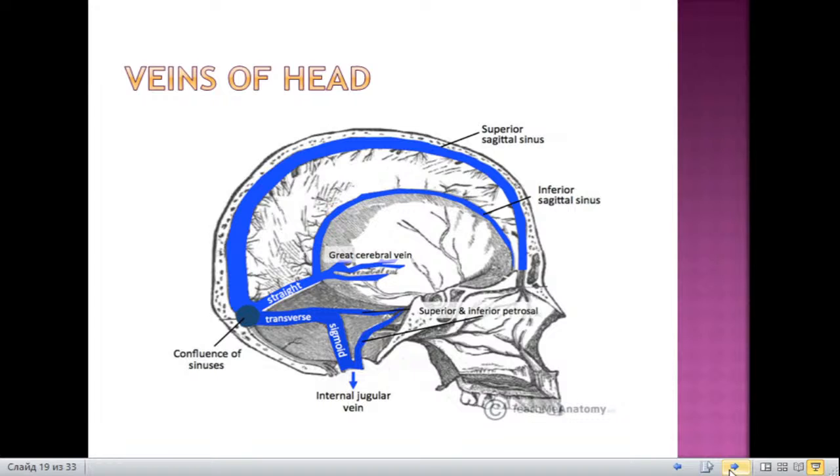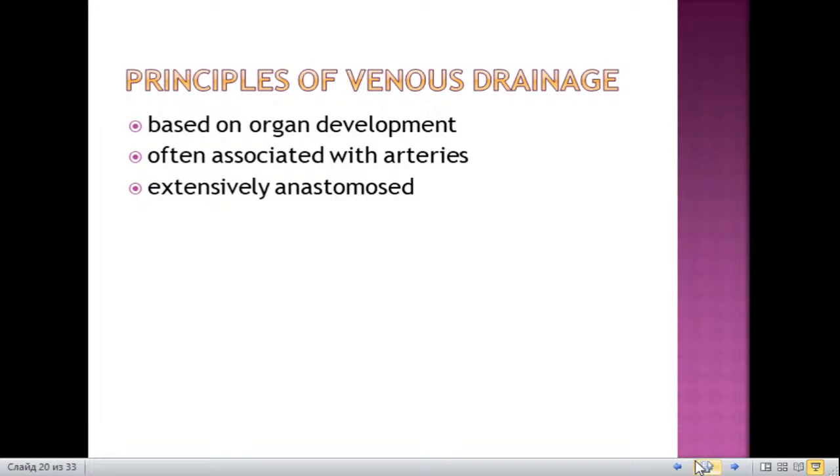So we finished the question about arterial blood supply of the head, neck, upper limb and chest. So now let's talk about the veins and venous drainage from the same parts. What I mean? I mean venous drainage from the head, neck, upper limb and chest. So, about the venous drainage again.